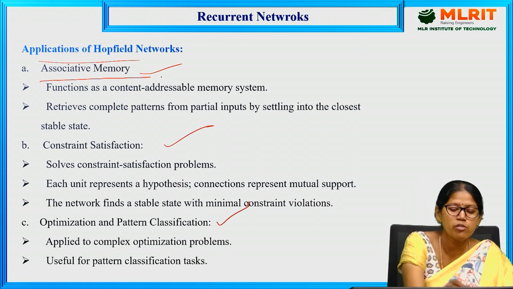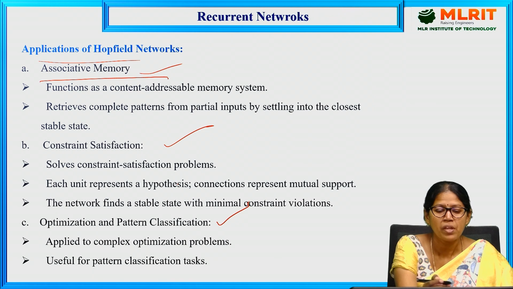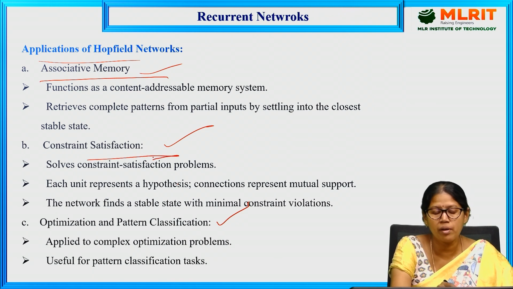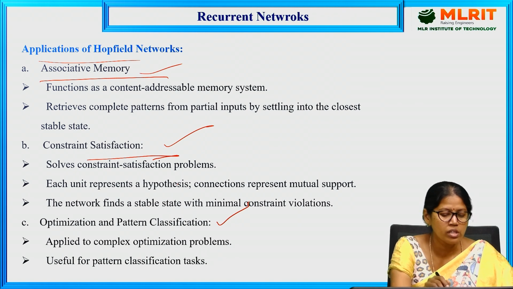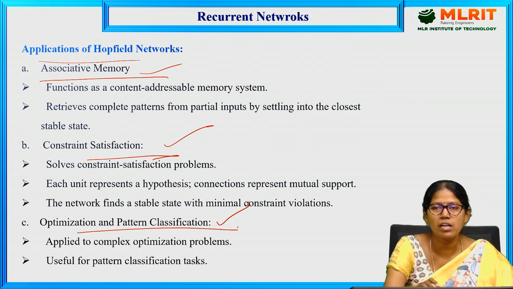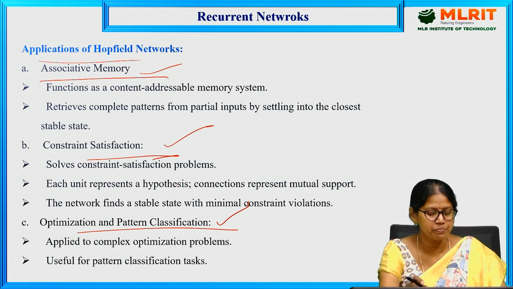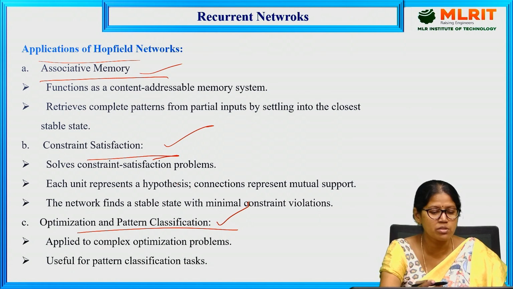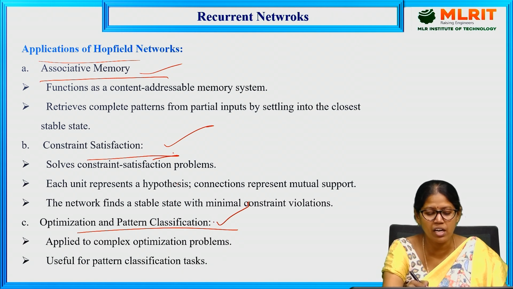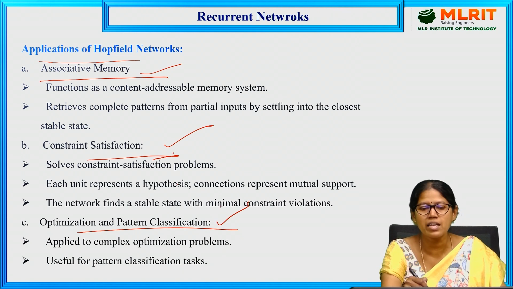Associative memory remembers the patterns and recognizes the closest one. In constraint satisfaction problems, the output itself doesn't matter; it follows some constraints, and only if they are satisfied will it solve the problem. In optimization and pattern classification, based upon the patterns, it will be classified. So these are the applications: associative memory, constraint satisfaction, and optimization and pattern classification.